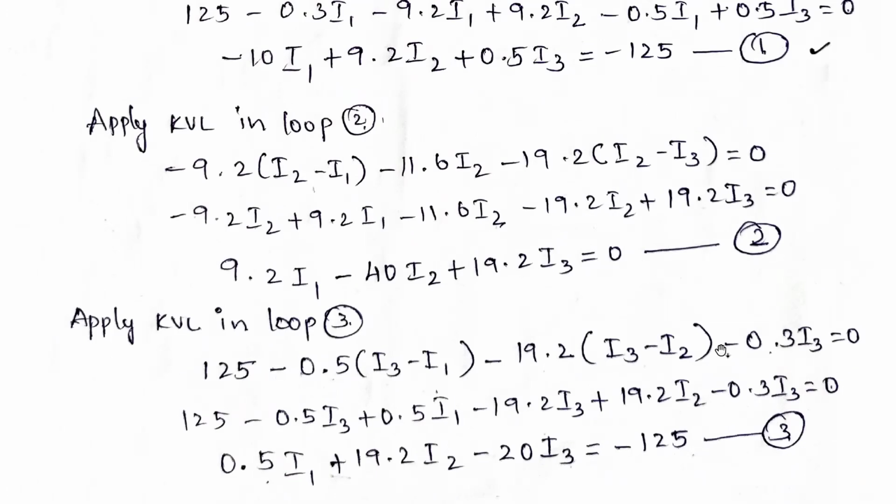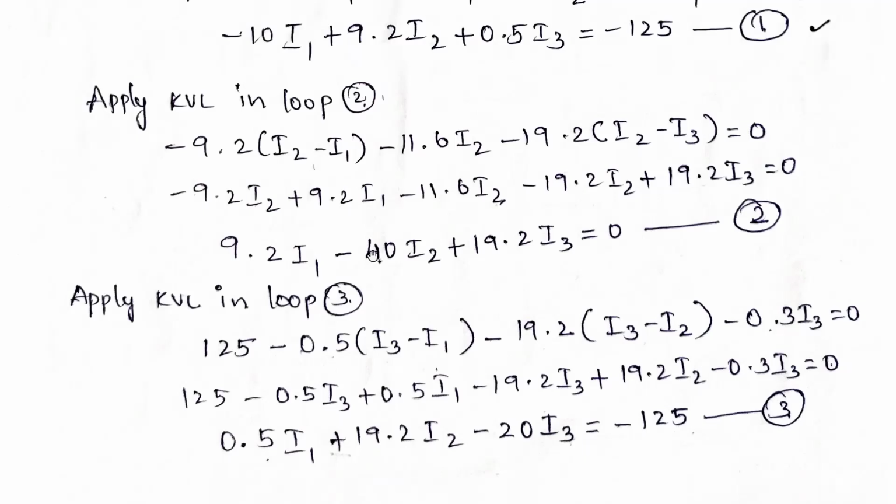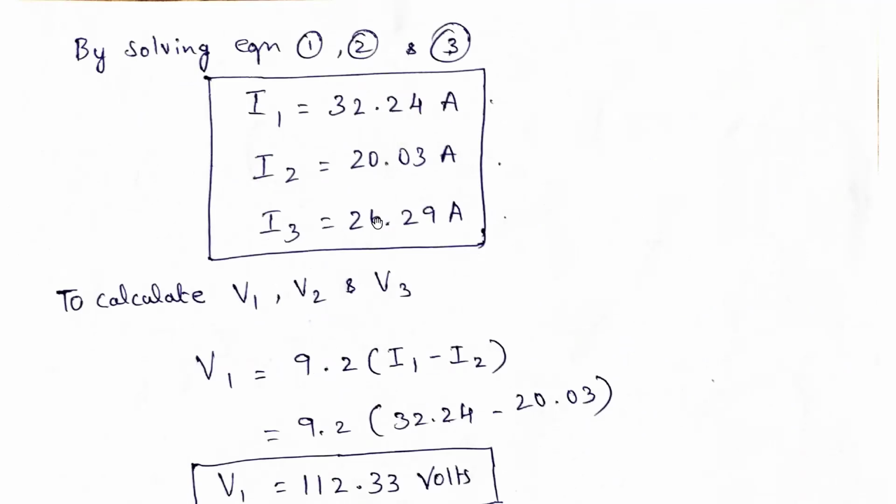So directly we are going for the scientific calculator and solving the three equations, and we are calculating I1, I2 and I3. While solving these equations, we'll get the answer as I1 is equal to 32.24 amperes. Next, I2 is equal to 20.03 amperes. I3 is equal to 26.29 amperes. So you just tell in the comment whether you got the same answer or not.